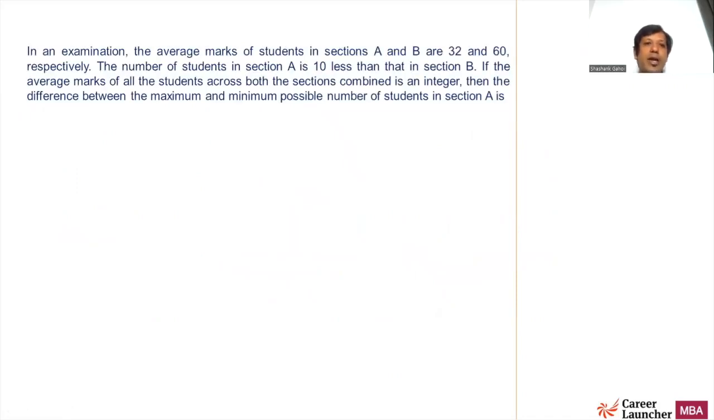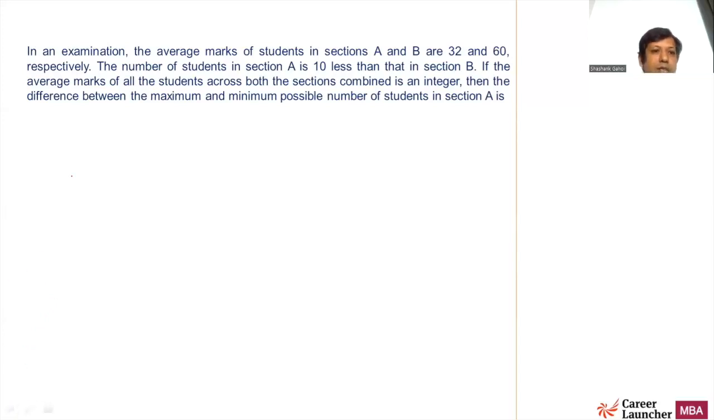In an examination, the average marks of students of section A and section B are 32 and 60 respectively. The number of students in section A is 10 less than the number of students in section B. Fair enough. If the average marks. Okay. So this question seems to be very tricky. If you are unable to comprehend this question within a minute or so, it's fine. Go ahead and do it. If you are unable to comprehend the whole question, just leave it be. This is not a question on which you are supposed to spend 5 or 7 minutes.